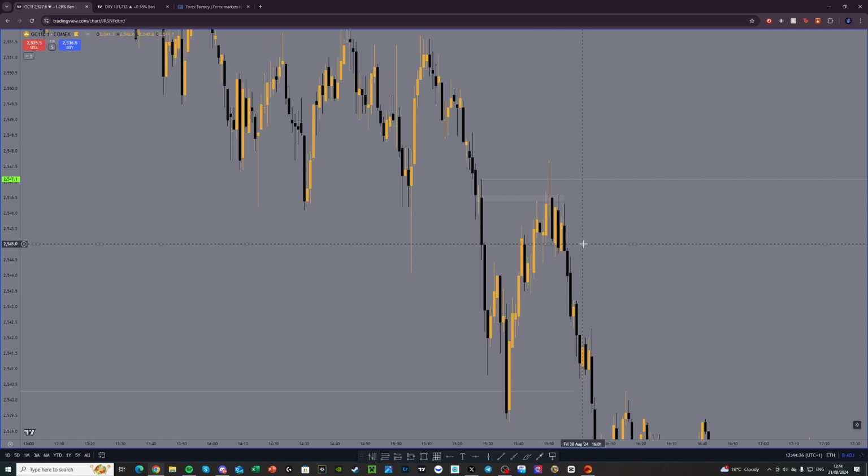I had 3 entries for this. I entered 5 contracts when we touched the fair value gap. Obviously, when you're bullish, you want to see it be in a rush, so you want to see it just barely touch these PD arrays and then go higher. So I didn't want to miss the entire entry by waiting for the order block. I entered 20 contracts when we got down to the order block, and then I entered another 5 when we got down to the mean threshold of the order block here.